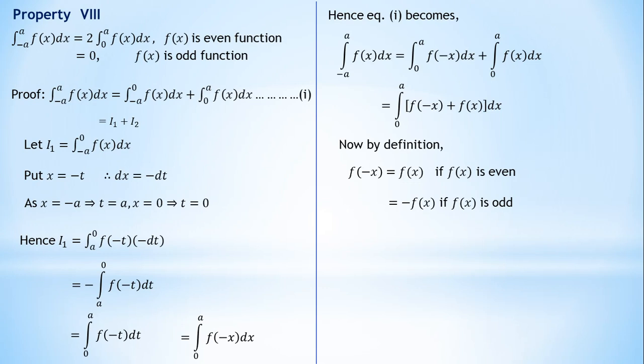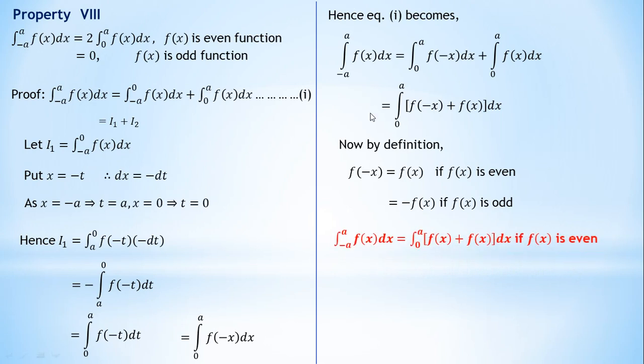If you put minus x in place of x, and the function remains as it is, means f of minus x remains as f of x, then the function is called as even function. And if it becomes minus of f of x, then that function is called as odd function. Now we will use this definition here.